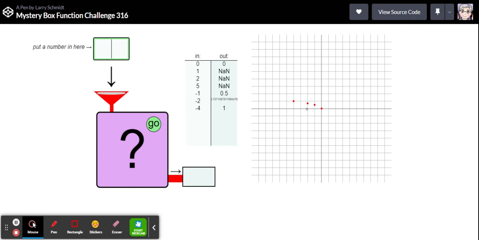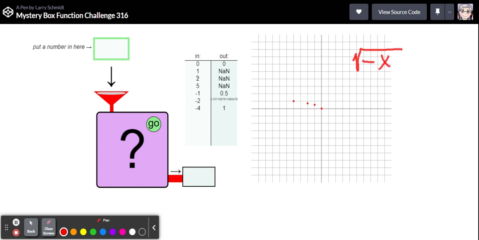It does look like the square root function to me. You can see this sort of slowly tapering curve. It starts at the origin. In this case, it's going off to the left instead of the right. I think that is happening because under the square root sign, we've got a negative in front of the x.